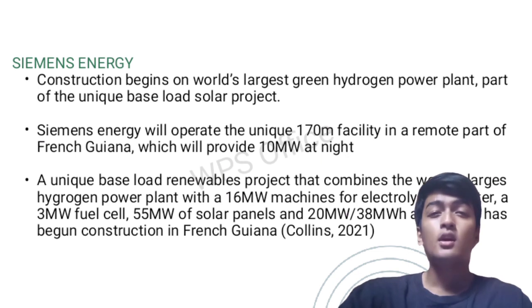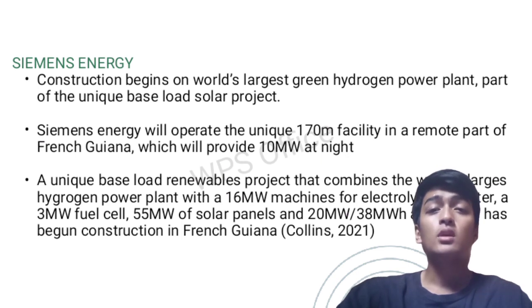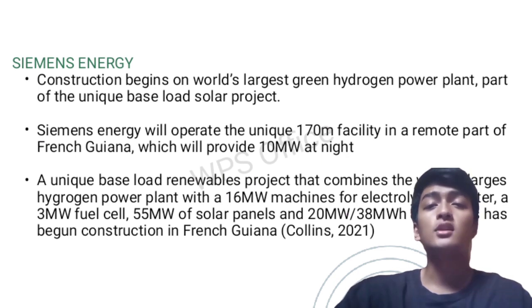Siemens Energy. Construction begins on world's largest green hydrogen power plant, part of a unique baseload solar project. Siemens Energy will operate the unique 170-meter facility in a remote part of French Guiana, which will provide 10 megawatts at night. A unique baseload renewables project that combines the world's largest hydrogen power plant with a 16 megawatt machine for electrolysis of water, a 3 megawatt fuel cell, 55 megawatts of solar panels, and a 20 megawatt, 38 megawatt-hour battery has begun construction in French Guiana.